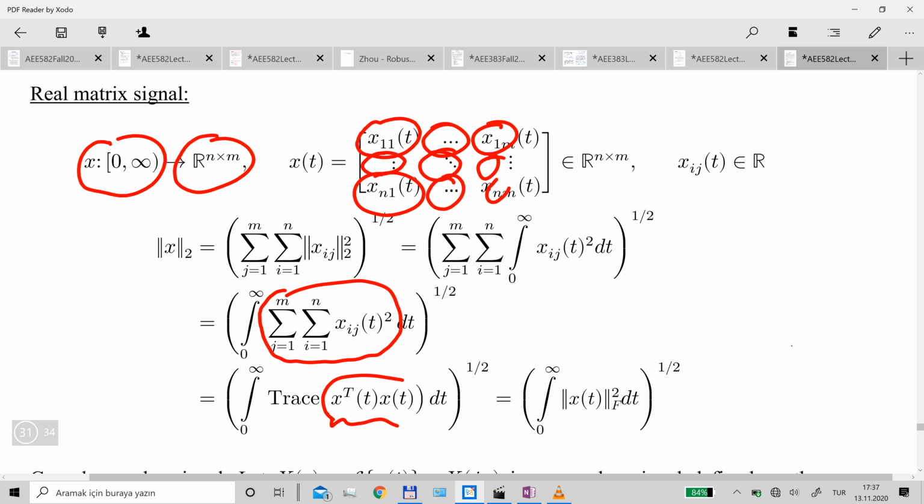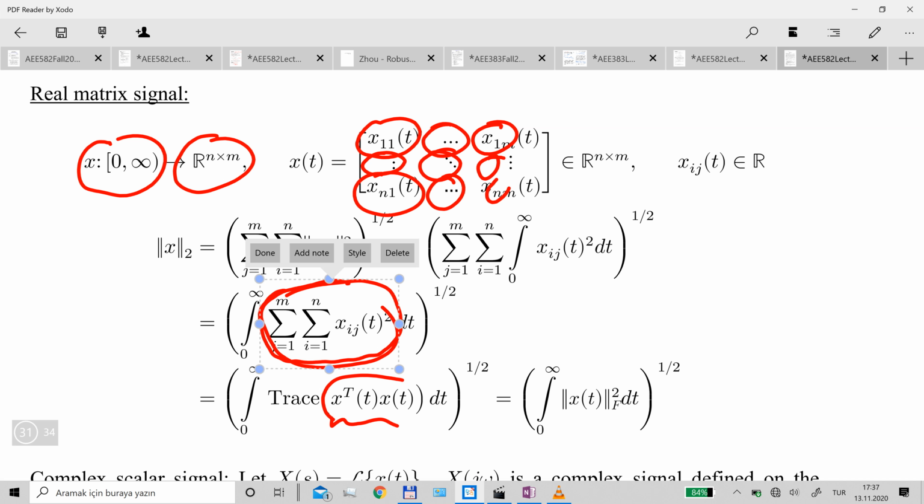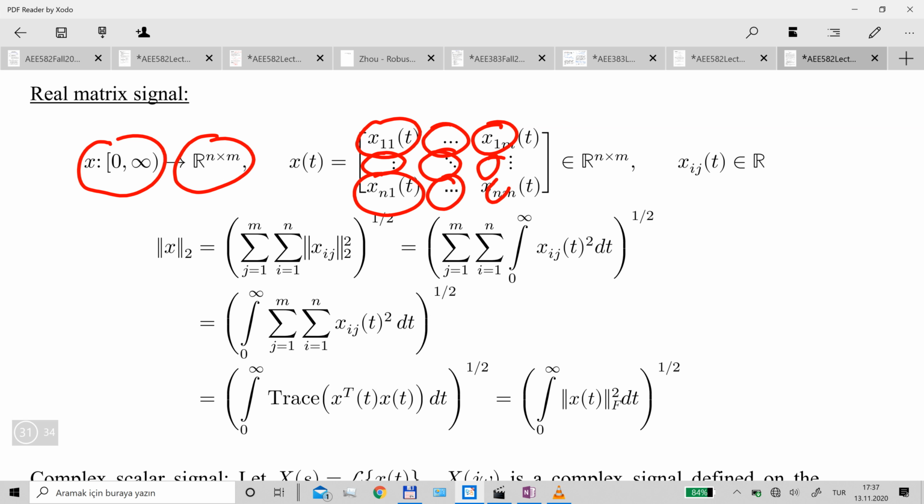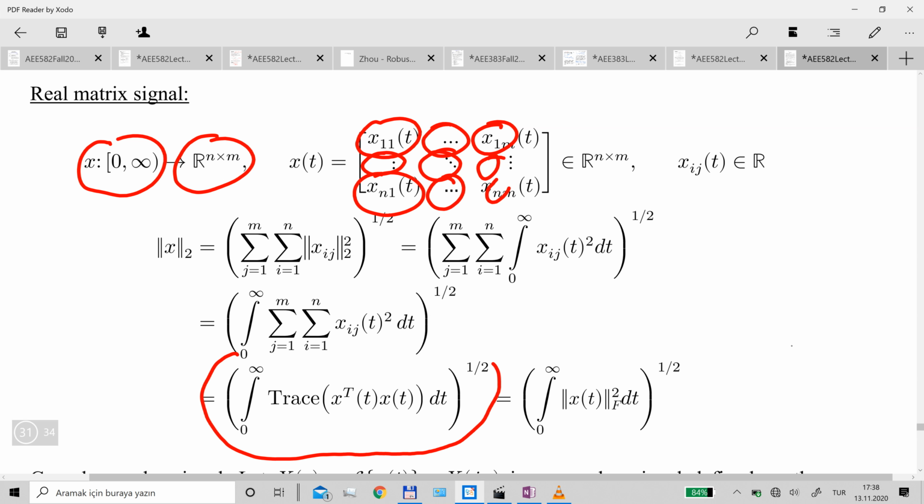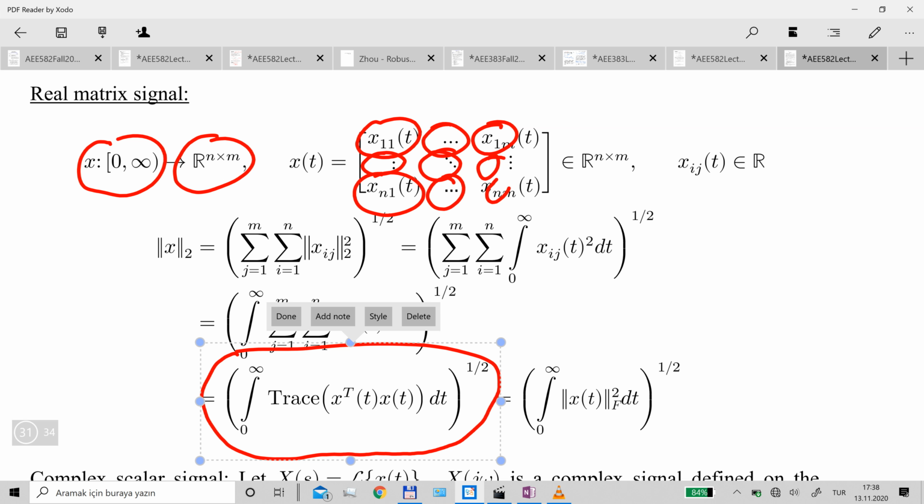Okay, so it's very easy to verify this fact. Then you calculate that trace for every time instant. Then, well, the trace is a scalar, obviously. Then you take the integral of that resulting scalar term, which still depends on time, and then you take the square root of the resulting integral, and that gives you the two norm of a real matrix signal.